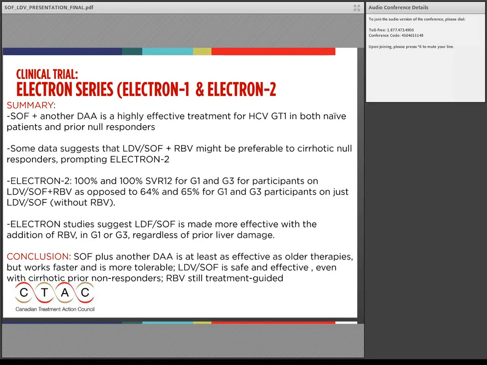At the conclusion of the studies, we see data suggesting that adding ribavirin to Ledipasvir sofosbuvir does, in fact, perform better in patients with some level of cirrhosis and in multiple genotypes, 1 and 3. So we conclude then that Ledipasvir sofosbuvir is safe, well-tolerated, fast, and effective in comparison to other treatments. However, depending on your level of liver damage or your treatment experience history, a response-guided therapy may still involve ribavirin.